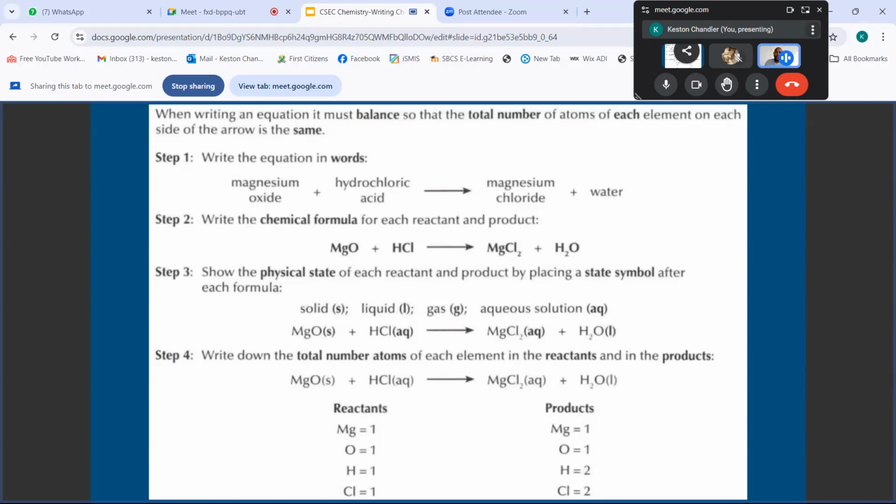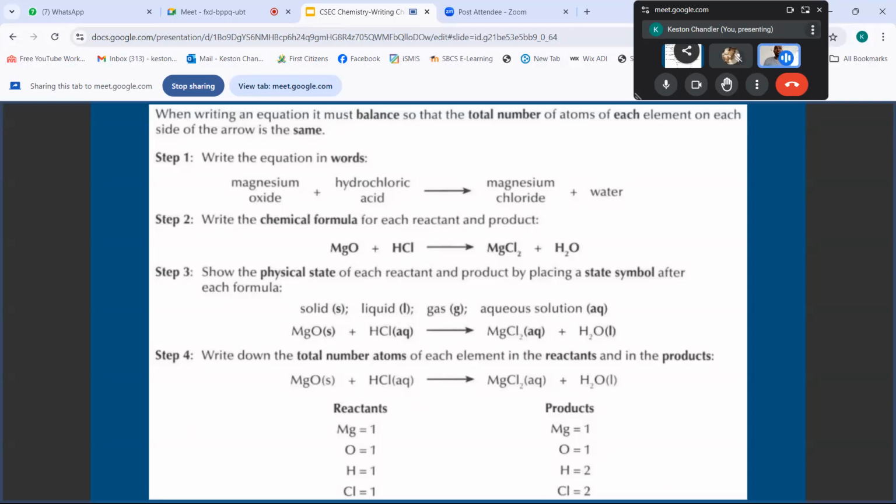So when we react magnesium oxide with hydrogen chloride, we actually get a soluble salt, magnesium chloride. So it's dissolved inside of a solution. Inside of there as well is water. Water is our true liquid, right? After we include our state symbols, we need to balance this equation, right?